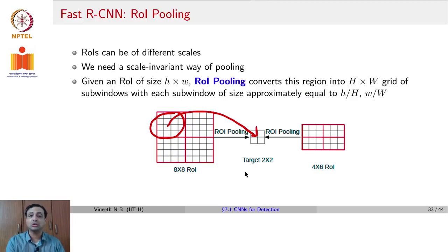So if you had a 4x6 region of interest, you would still want a 2x2 output. So you divide it this way, and you pool across all of these 6 pixels, and that value goes here. So that's how ROI pooling works.